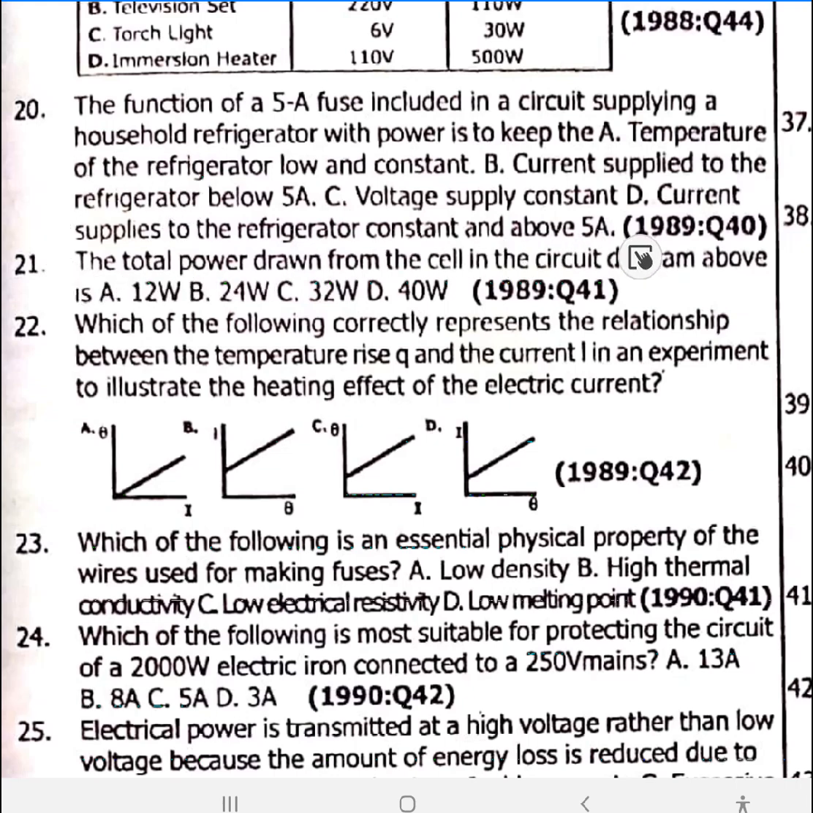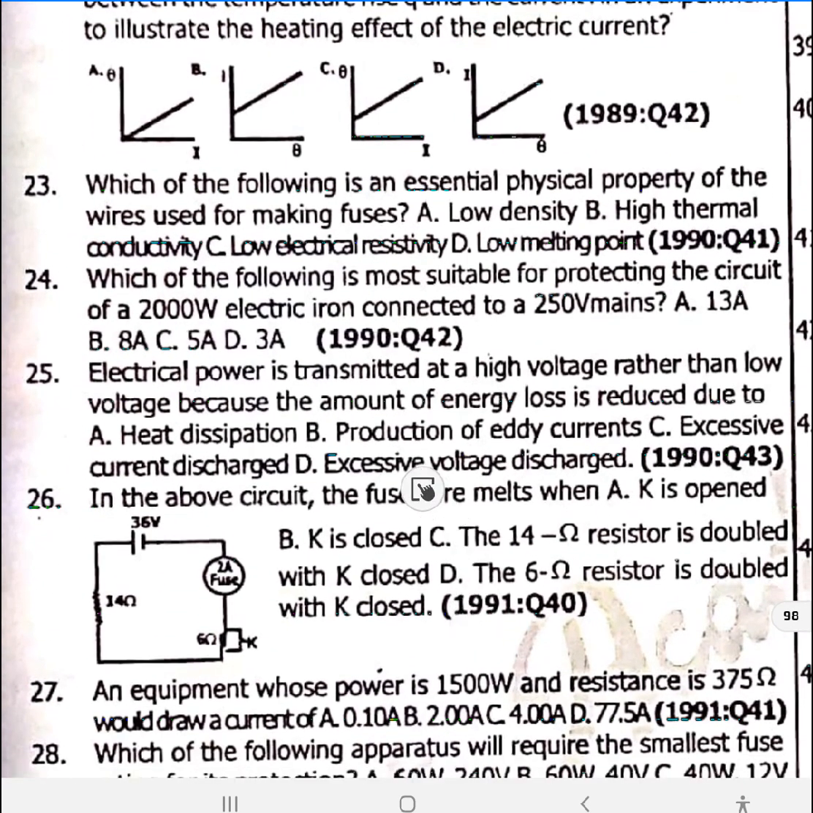The power from an electric. 22. Which of the following current? There's no answer here. 23. Which of the following is an essential physical property of the wire used for making a fuse? Low melting point. Option D. 25. Electrical power is transmitted at high voltage rather than low voltage because the amount of energy loss is reduced due to heat dissipation. 25 is option A.